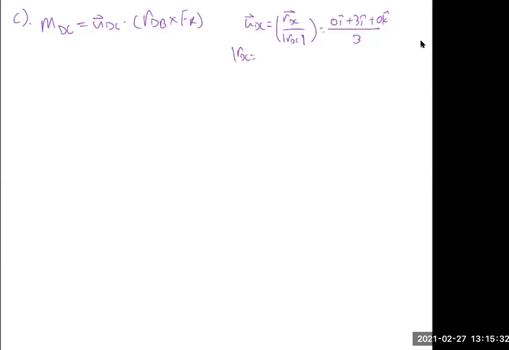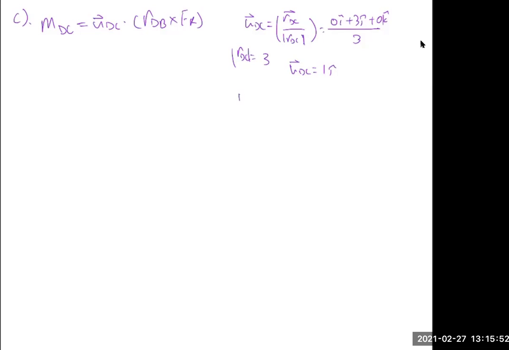Magnitude of the RDC, I got 3 right here, okay, so it's 3. And then my UDC, so 0 divided by 3, 0, 3 divided by 3, 1, 0 divided by 3, 0, so it's simply just going to be 1J, all right?